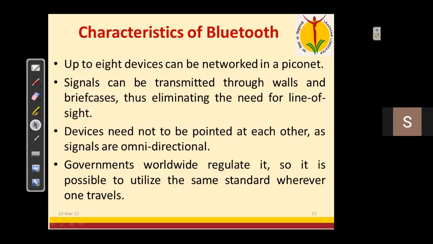In the Piconet, we can interface a maximum of 8 devices, and it is possible to transmit signals through walls, so we can eliminate the line of sight. It is not expected that the transmitter and receiver are visible to each other. So without line of sight, we can transfer data from one device to the other. The antennas used for this point communication are omnidirectional, that is, the radiated power in all directions is the same.